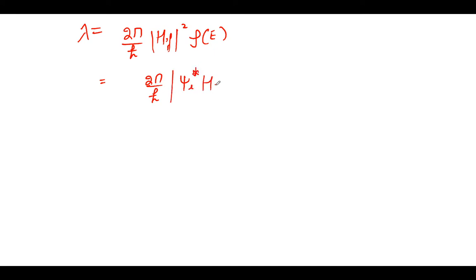So the lambda value is 2 pi over h bar into the matrix element H_if squared into the density of states. Here the density of states, we will discuss for the number of neutrino particles which are emitting at a certain energy. So this equation we can expand, so that is equal to the integral of psi_i star H_if psi_f d tau squared into dn over dE of these neutrinos. So this dn over dE nu is the density of neutrino states.